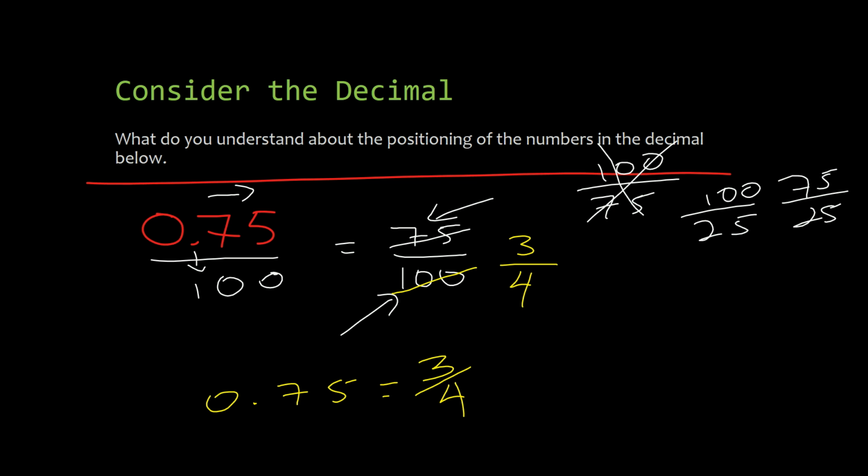Now, you may be thinking, then, can I do this with something like 0.666? And the answer is no. You can't do it with recurring decimals. Later on, when we do algebra, you'd be able to convert this kind of decimal into a fraction.